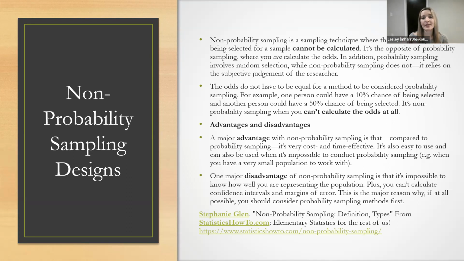So let's go through some advantages and disadvantages of non-probability sampling. A major advantage is that compared to probability sampling, it's very cost and time effective. It's also easy to use and can be used when it's impossible to conduct probability sampling.